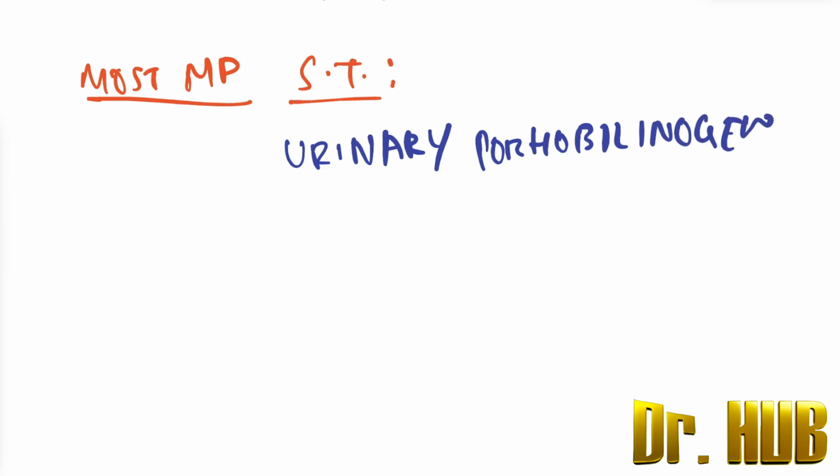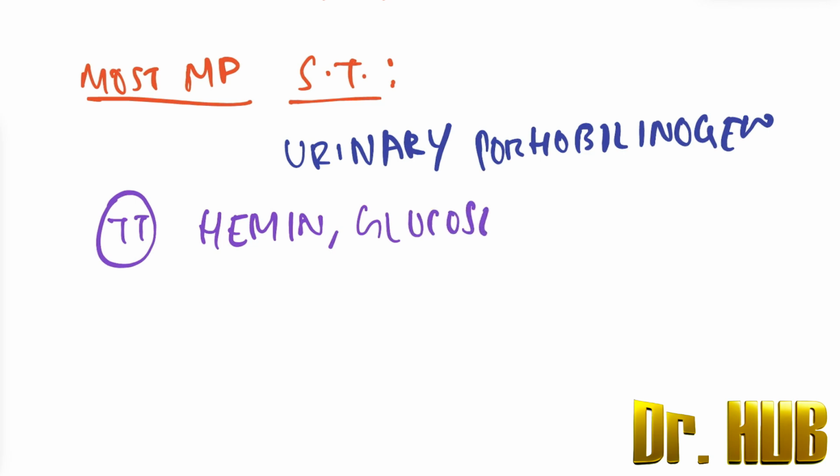So how to treat this acute intermittent porphyria? The treatment is by hemin or glucose. Hemin or the presence of glucose.